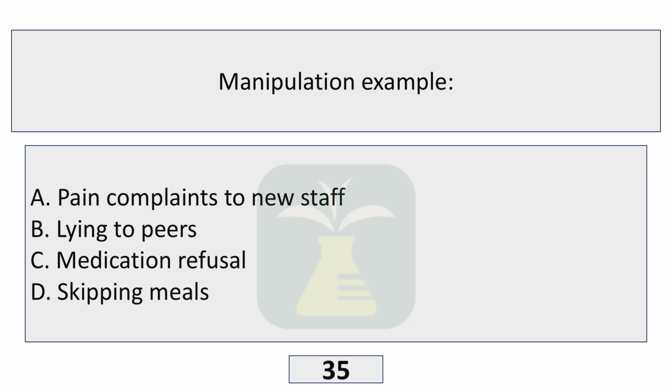Manipulation example: A. Playing complaints to new staff. B. Lying to peers. C. Medication refusal. D. Skipping meals. Correct answer, A. Playing complaints to new staff. Manipulative behavior seeks to control care through deception.